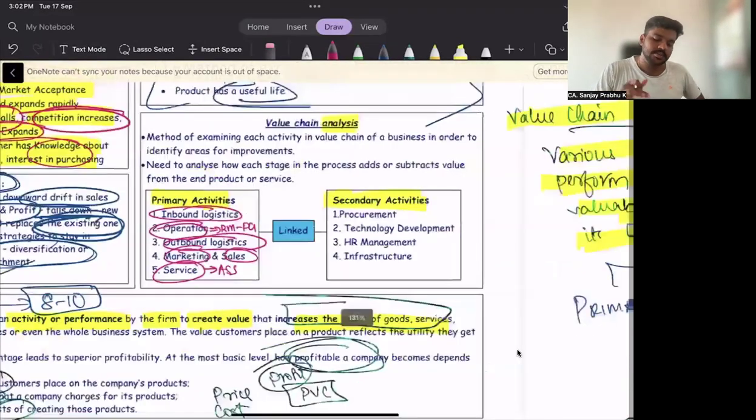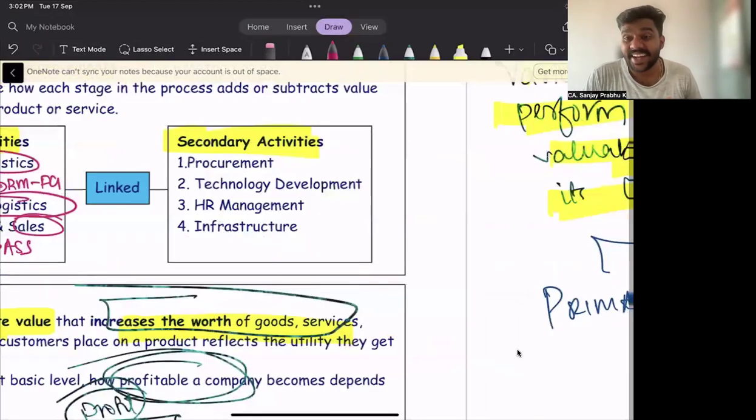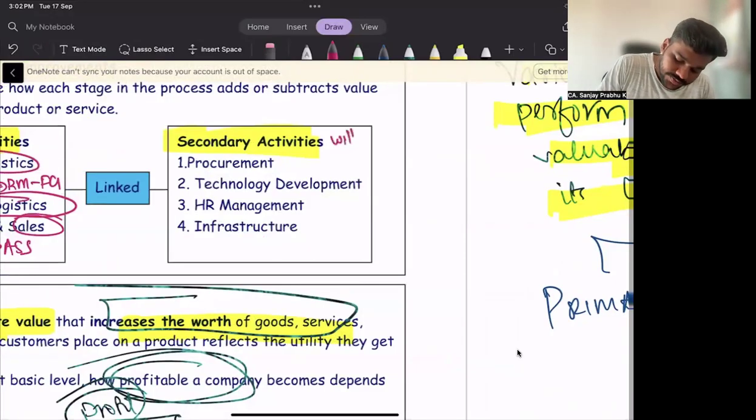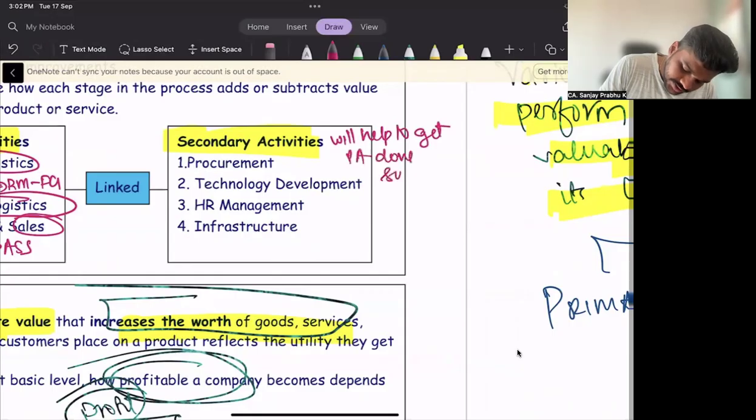Okay, don't misunderstand. And then secondary activities will help to get primary activities done successfully.